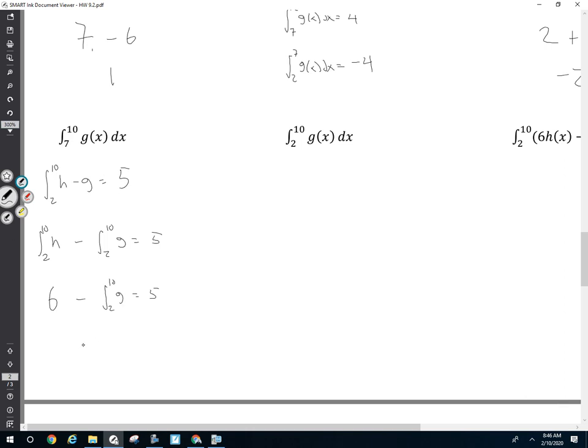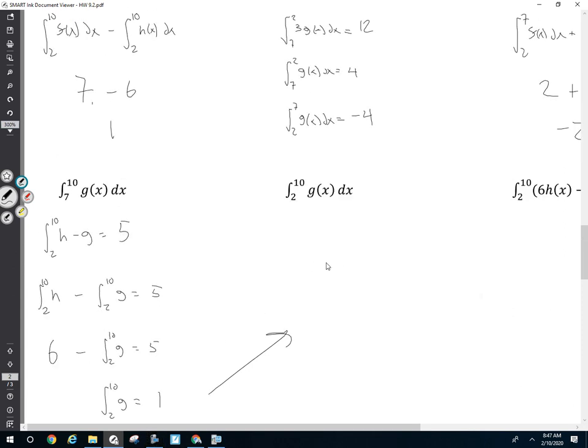So subtract 6, take the opposite. 2 to 10 of g must be positive 1. Okay? So that's that right here. All right, so 2 to 10 of g is 1. But now how can I find 7 to 10 of g?